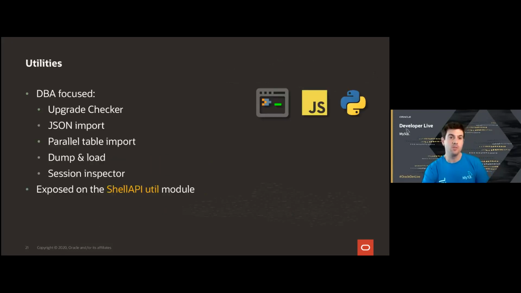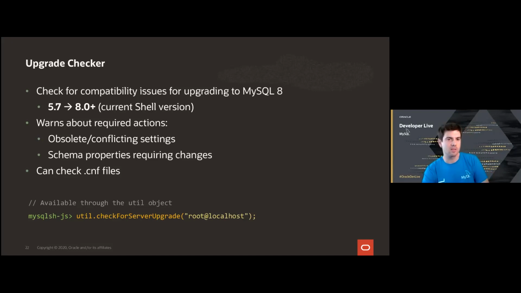Okay, so utilities. DBA focused, several utilities are built into the shell: upgrade checker, JSON import, dump and load, session inspector to get information about the current session you have established. This is all exposed in the Shell API util module. Let's take a look at the first one that I want to talk about, that is upgrade checker.